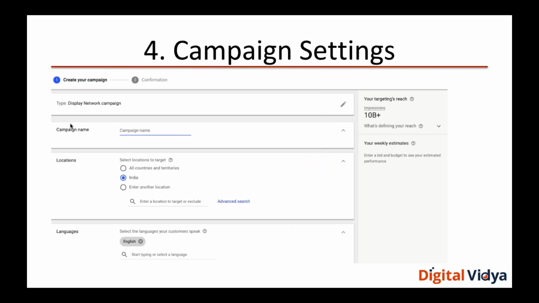Now you are on the campaign creation page. Here, if you look at the top, you see the type of campaign, display network campaign. And on the right hand side, at all times, depending upon what kind of settings you're choosing, the targeting reach, the data that you're seeing, 10 billion plus impression, that will keep reducing the narrower your targeting becomes.